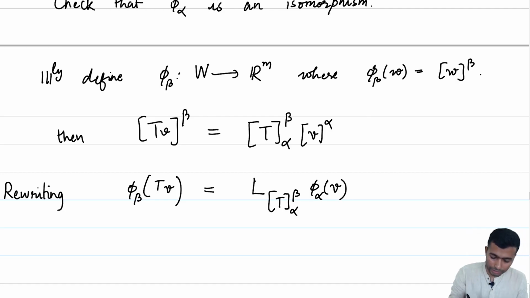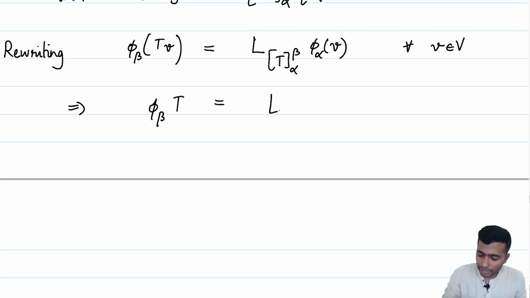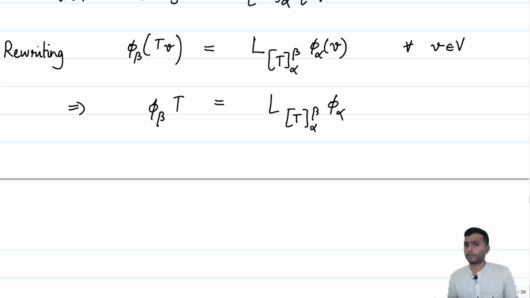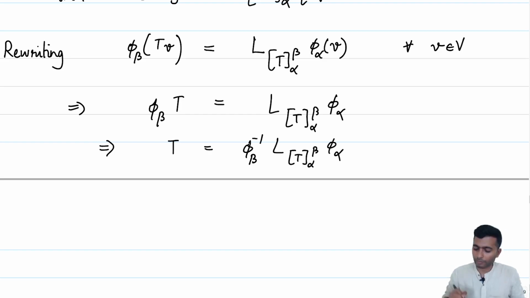Our matrix multiplication is captured by L subscript A, where A is T alpha beta. But let us carefully observe what has happened. This holds for all V in capital V. This implies phi beta composed with T is equal to L T alpha beta composed with phi alpha, because it is satisfied for all V, and we know that phi beta is an isomorphism.